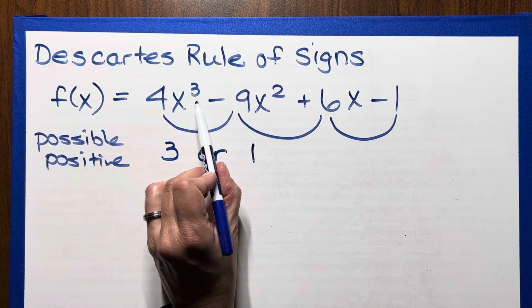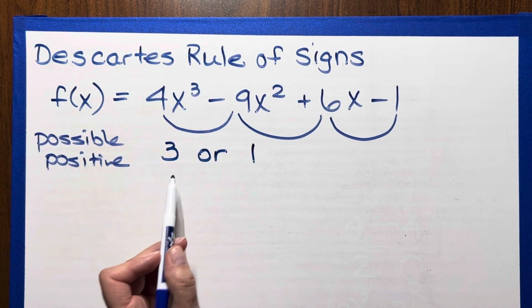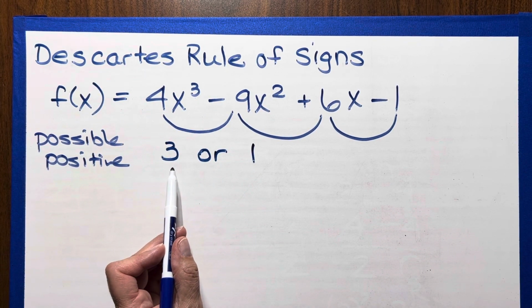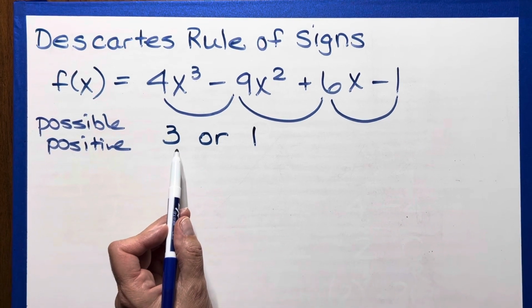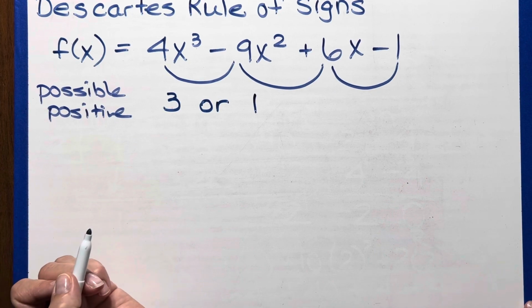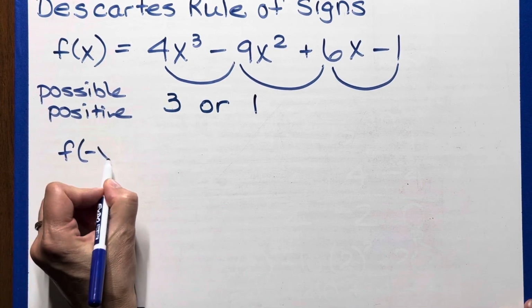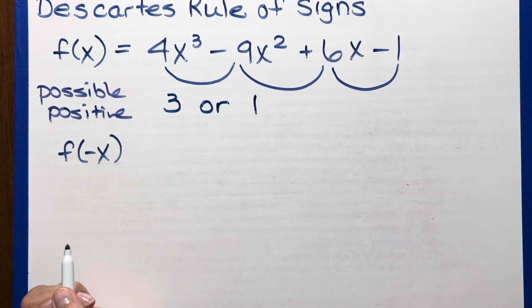If we look at what our exponent is, 3 is the maximum number of roots for this function. So it could be that I have all 3 that are positive. Let's see. We're going to figure out now how many possible negative roots we have. And in order to do that, we do f of negative x.